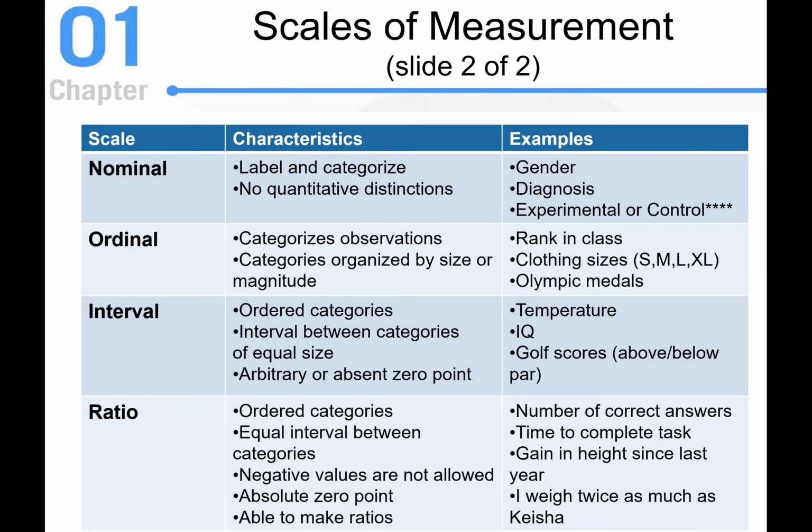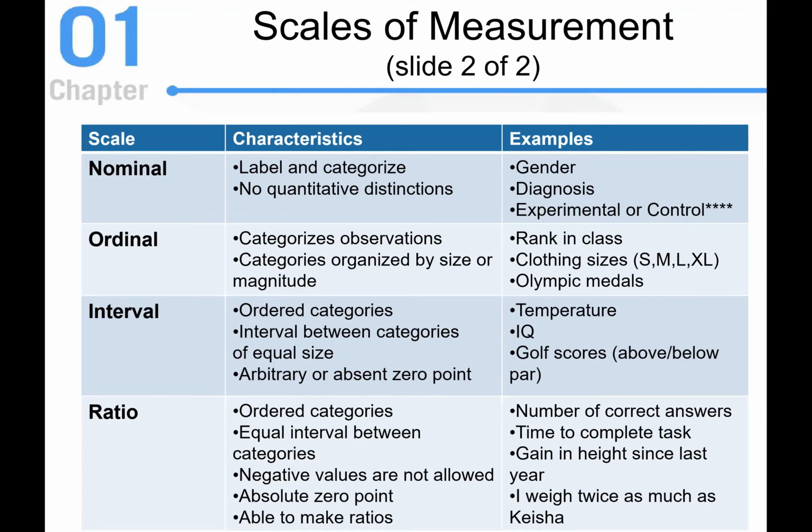So some examples of this. If I give you a quiz, the number of correct answers is going to be on a ratio scale. It has intervals between categories of equal size. It has a true 0 point, and there's no negative values. If you get a 0, that means you are absent of the thing that's being measured, in this case, your knowledge of whatever the quiz was on. All right. So a quiz would be an example of a ratio scale of measurement.